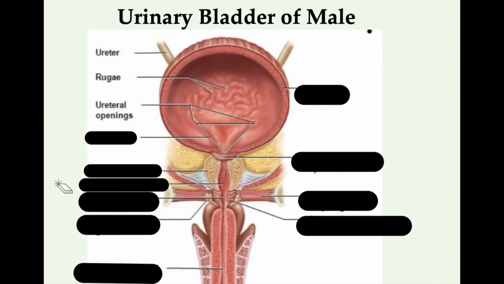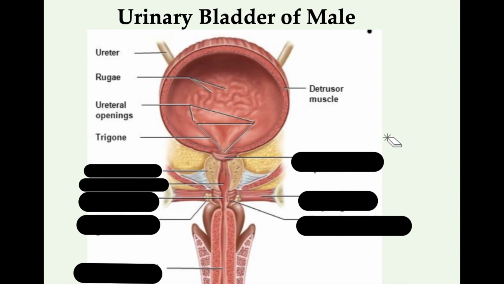Now, I hope you guessed it, because we have the trigone now. And as I talked about, the trigone kind of makes a triangle shape from the two ureteral openings to the urethral opening. Now let's use some active recall, and I want you to guess where this arrow is pointing. So pause this video and try to guess where the arrow is pointing. Now, if you guessed the detrusor muscle, then you're right. And as I talked about, the detrusor muscle is the muscularis of the bladder.